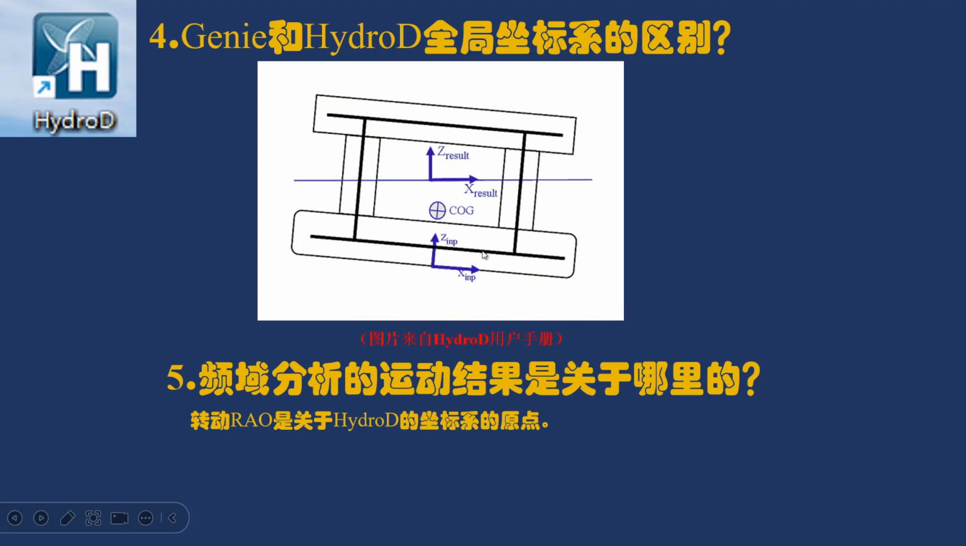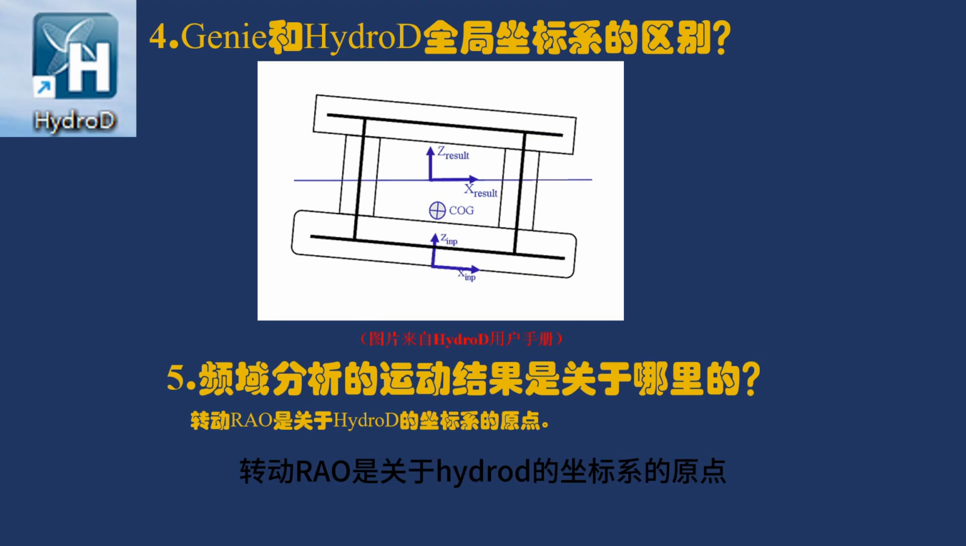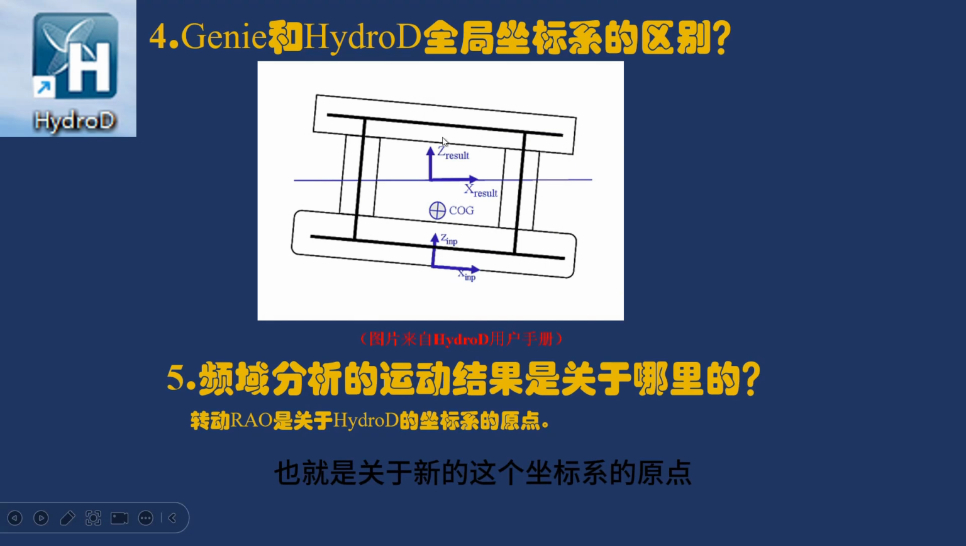The fifth question is, the results of the translation analysis are referenced to where? The rotational moment of inertia is with respect to the origin of the HydroD coordinate system, which is the origin of this new global coordinate system, not the origin of the original input global coordinate system.